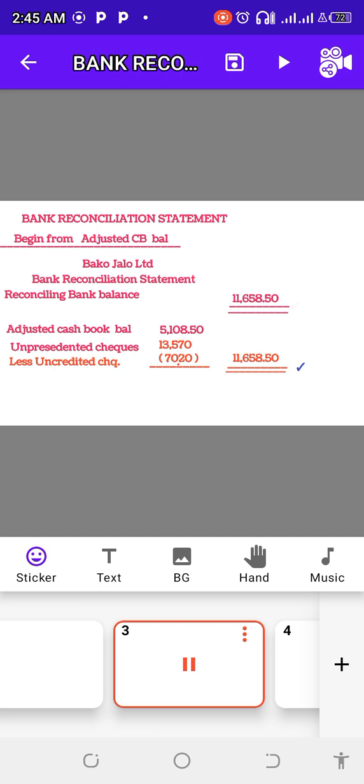If there are no questions, I think we don't want to make this tutorial so bulky. So on this note, we end this tutorial. On this note, we come to the end of part 2 of bank reconciliation. In our next tutorial, we will solve some professional examination questions.